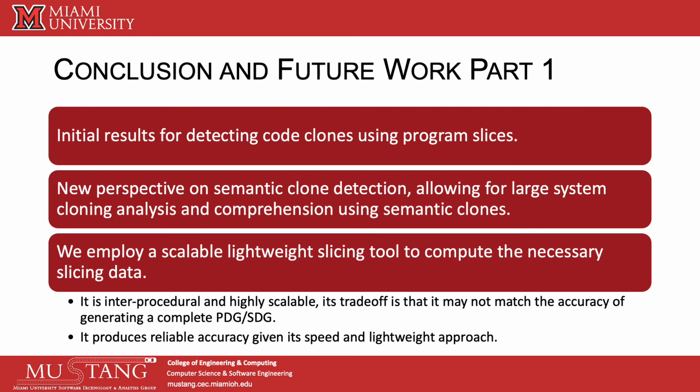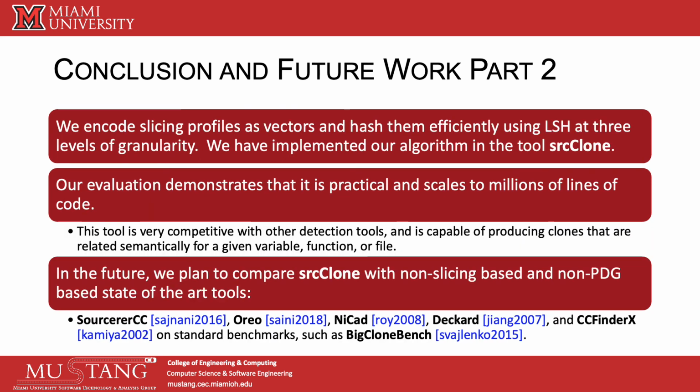Conclusion and future work: we presented our initial results for detecting code clones using program slices. We believe this is a new perspective on semantic clone detection, and we employ a scalable, lightweight slicing tool to compute the necessary slicing data. We encode slicing profiles as vectors and hash them efficiently using LSH at 3 levels of granularity. We implemented our algorithm in a tool called srcClone. Our evaluation demonstrated that it is practical and scales to millions of lines of code.